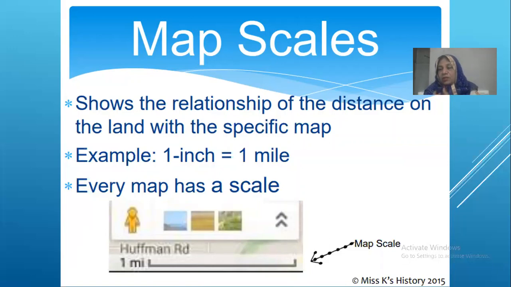Because we have continents, countries, then cities, capitals, physical features, all these have larger areas. So these large areas cannot be drawn on the map directly. They are first converted into the smaller scale, then they are drawn on the map. So map scale plays an important role in drawing a map.